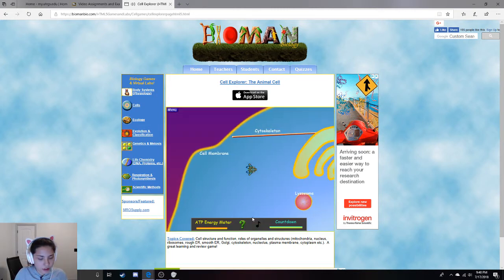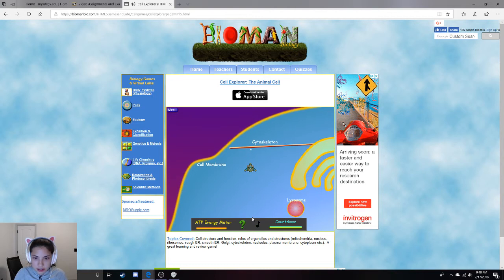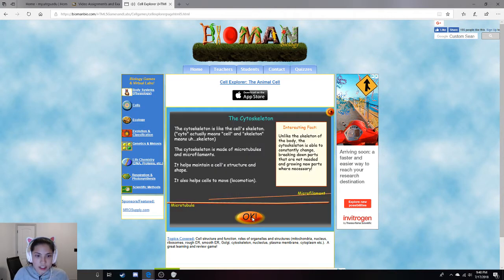Okay, I'm going to shoot the cytoskeleton next. Cytoskeleton. The cytoskeleton is like the cell skeleton. Cyto meaning cell and skeleton meaning skeleton. The cytoskeleton is made of microtubules and microfilaments. It helps maintain a cell structure and shape. It also helps the cell move, locomotion. Unlike the skeleton of the body, the cytoskeleton is able to constantly change, breaking down parts that are not needed and growing new parts where necessary.